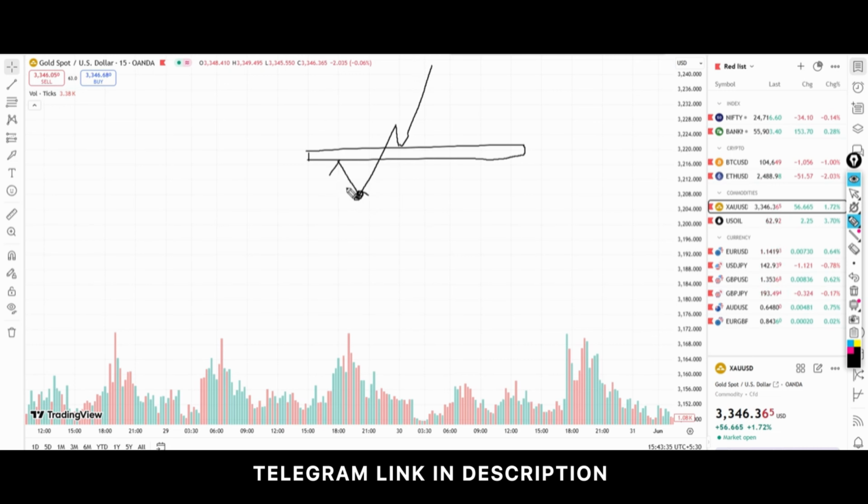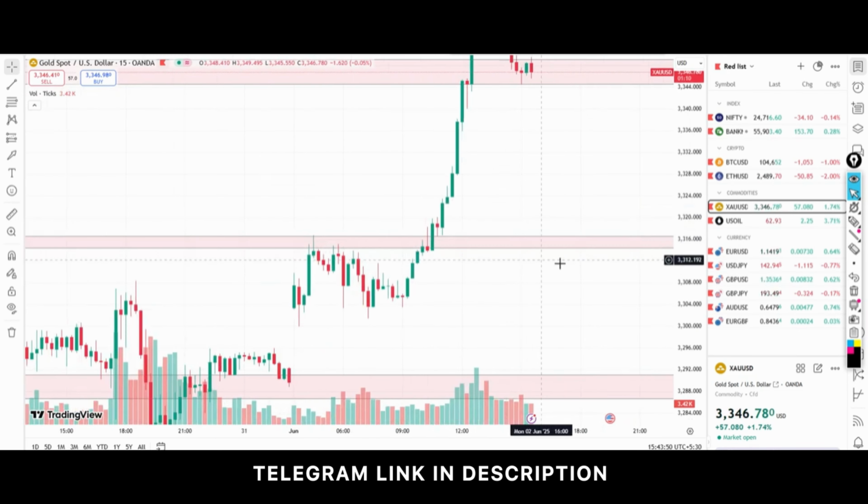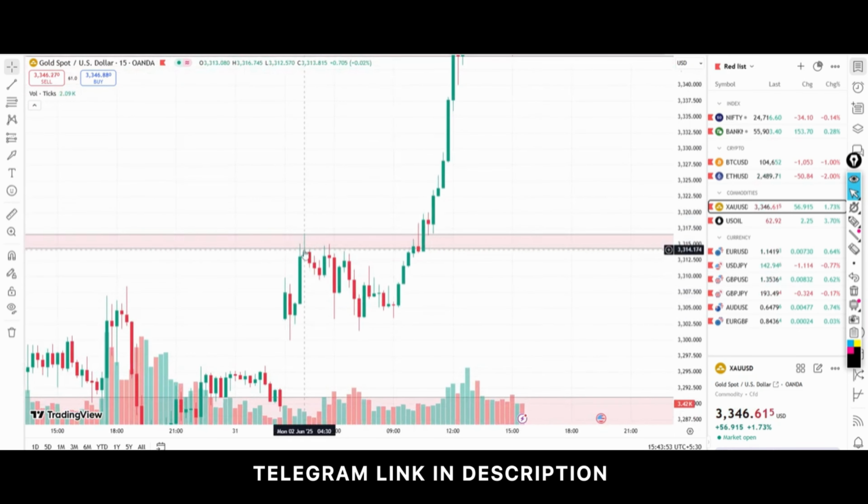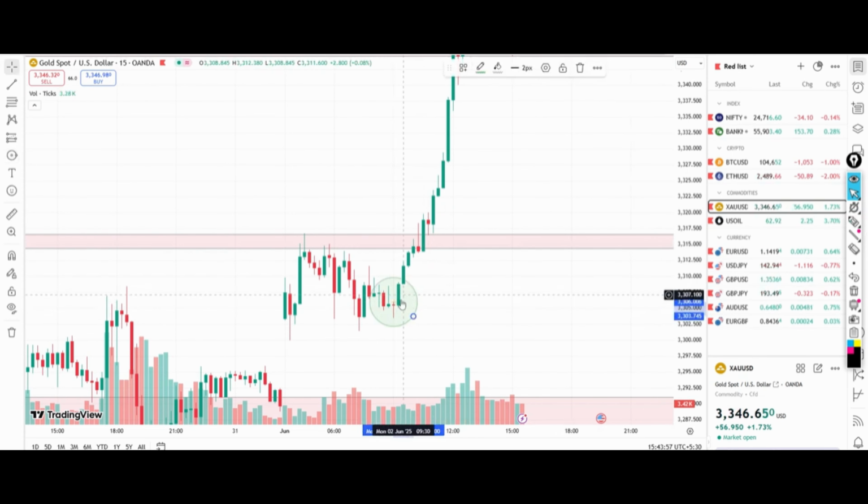Now let's check how this plays out in a live chart example. Look here. We've got a real breakout happening. Where did the buying start from? It started right from here, not from deep down.